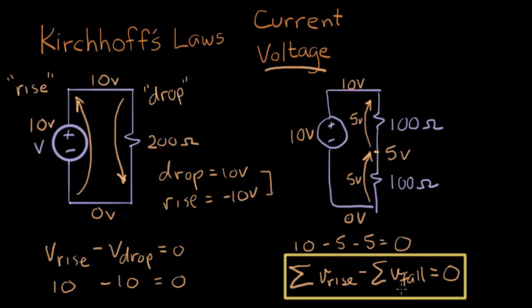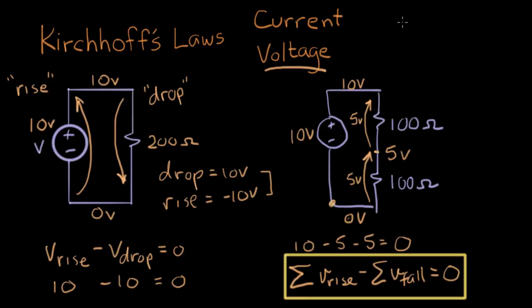There's a more compact way to write this that I like better, and that is we start at this corner. We start at any corner of the circuit. Let's say we start here. We're going to go up 10 volts, down 5 volts, and down 5 volts. So what we're adding is the voltage rises. We're adding all the voltage rises. Rise plus 10, that's a rise of -5 and a rise of -5.